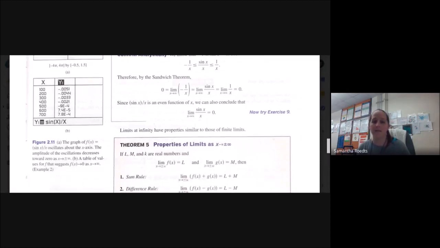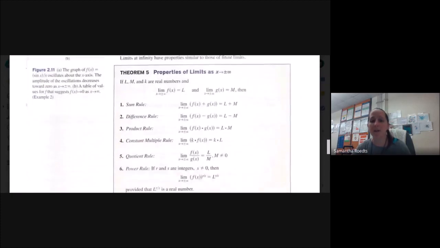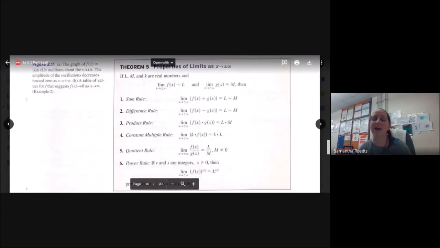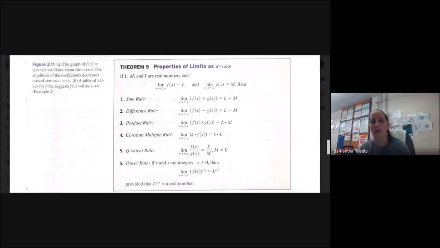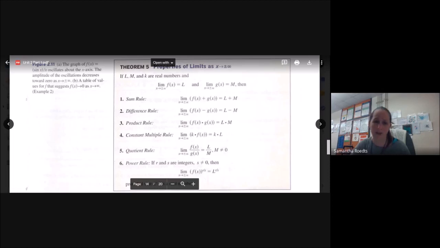Limits at infinity have properties that are similar to those of finite limits. So, properties of limits as x approaches either positive infinity or negative infinity: if L, M, and K are real numbers, and the limit of f of x as x approaches plus or minus infinity equals L, and the limit of g of x as x approaches plus or minus infinity equals M, then we have the following 6 rules.